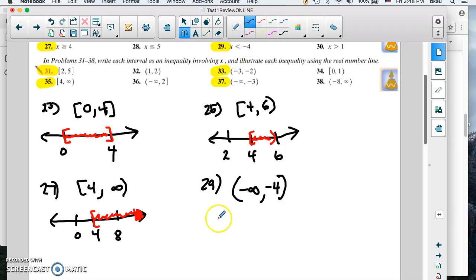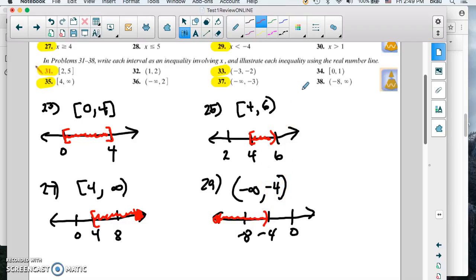Same thing goes on this one. We'd go backwards. Here's 0, here's -4, here's -8. We'd start at -4 with the bracket. We'd know we were going down, so we go this way with our arrow, and we'd shade everything on this side.